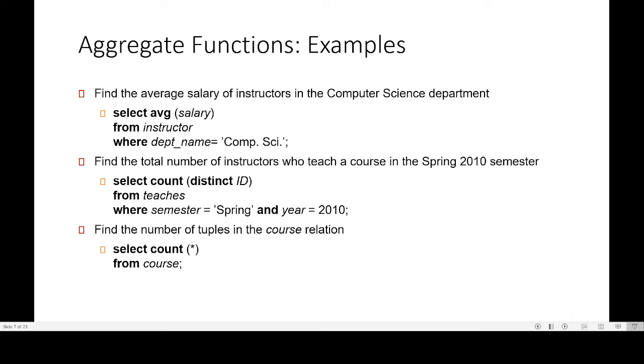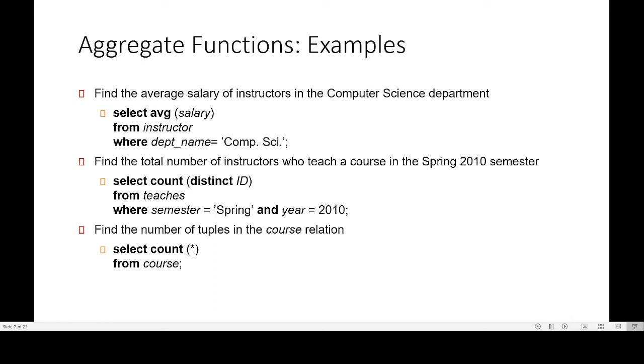Please note that the semester and year are all columns in the table. For the example table, I am not drawing the table here. Please assume that the table name is teachers and we have a column ID, a column semester, a column year, a column salary, and a column department name. So here we can find the count, the total number of instructors who teach a course in the spring, by giving this query.